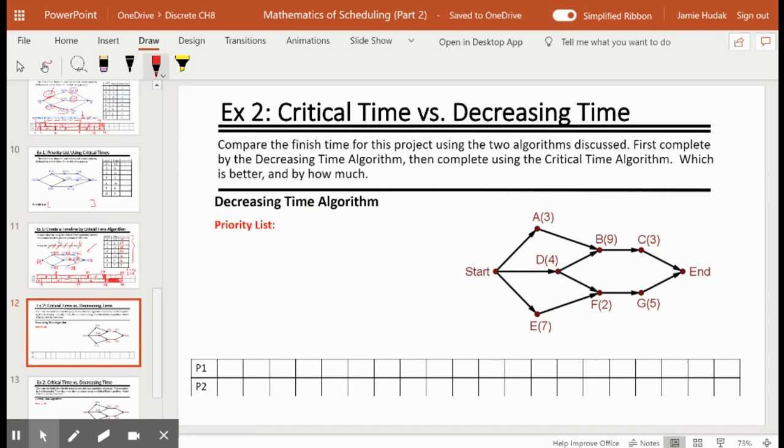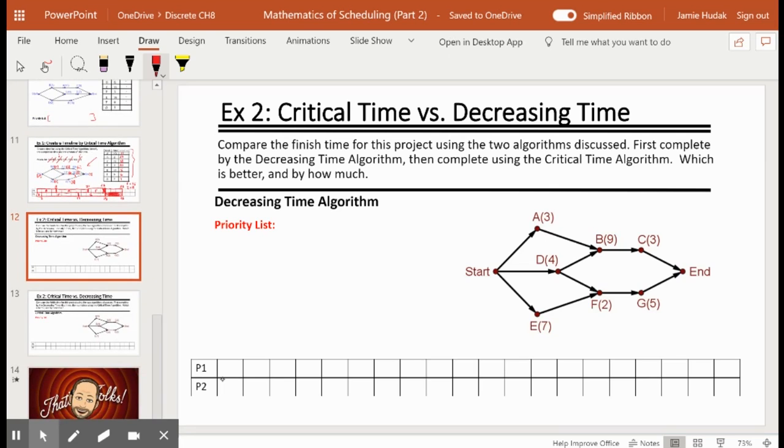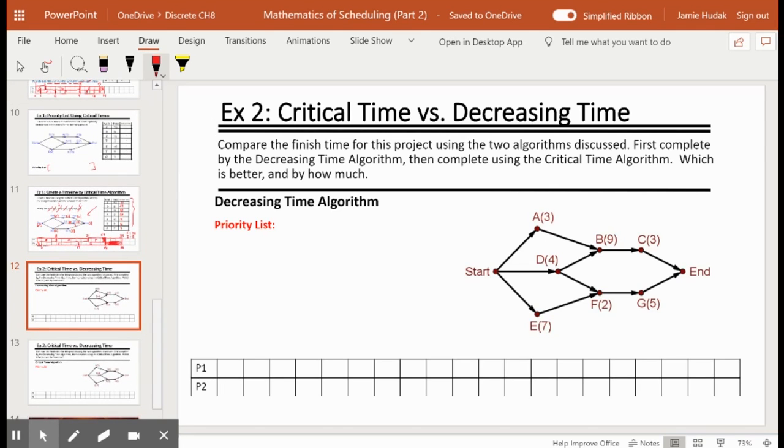So in this next example, we want to complete the project timeline using the decreasing time algorithm first, and then the same project with the critical time algorithm, and we're going to compare the results. So in this first one, we want to make the priority list. So we can write that out. All we're looking at with the decreasing time algorithm, and that's what we're using right here.